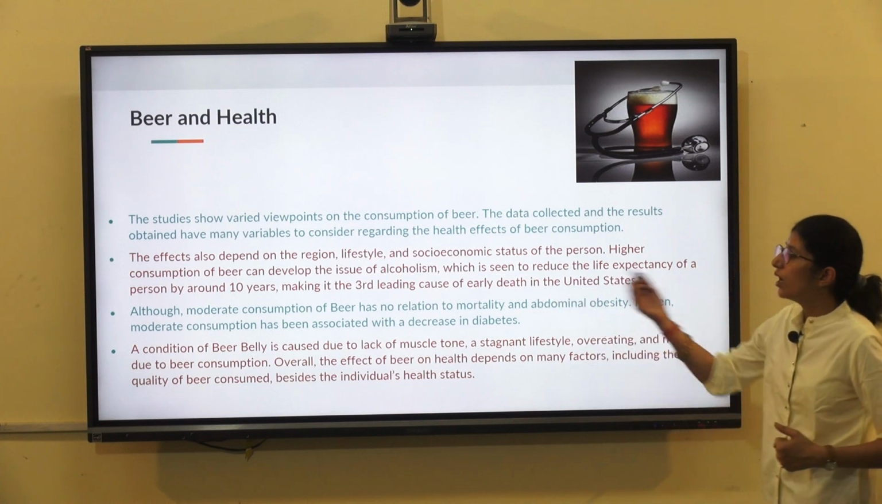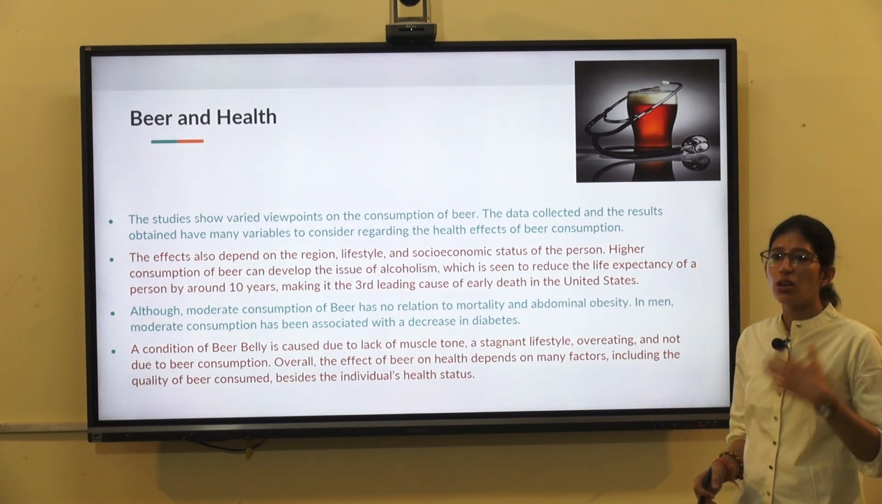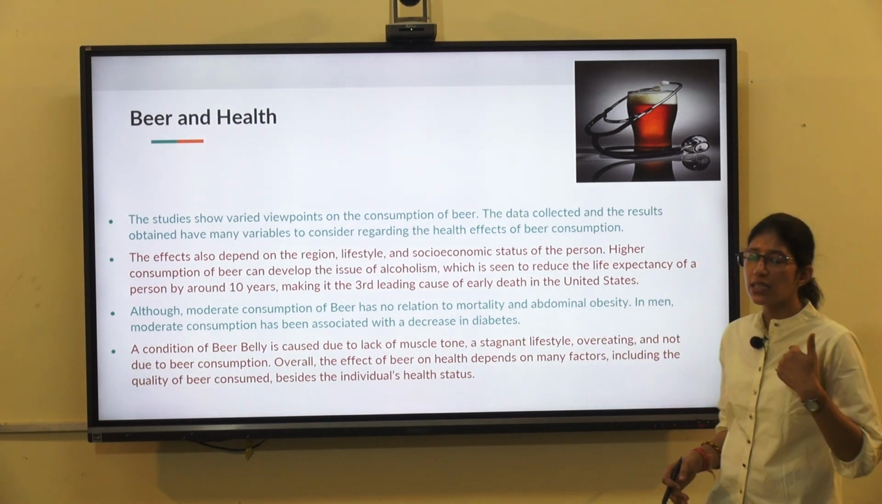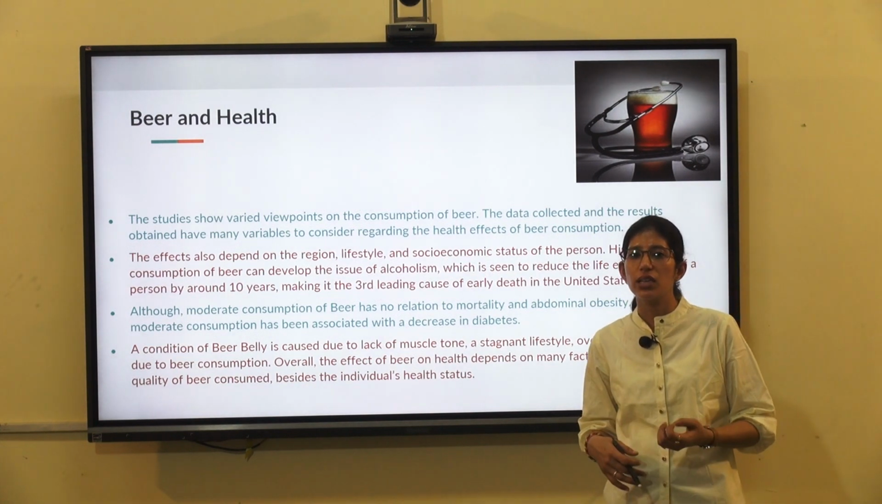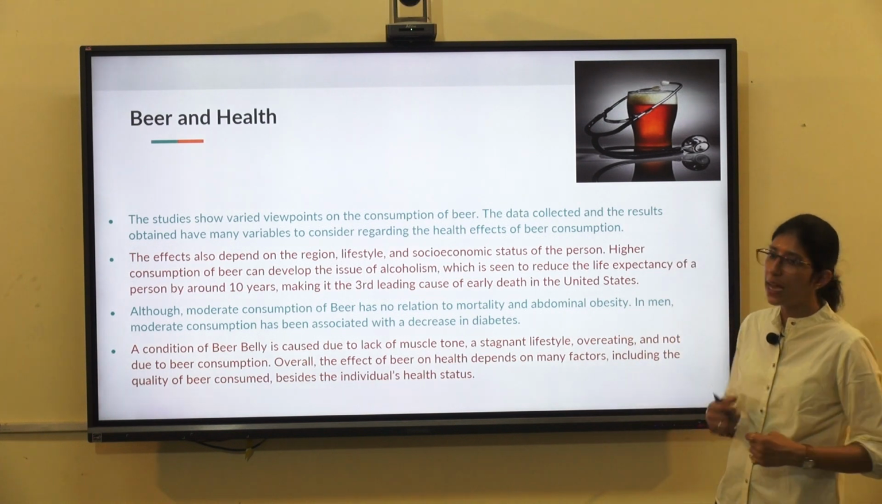Somebody calls it a beer belly, but no, a beer belly is not only a sign of beer, but again, it's a sign of your health, your couch potato lifestyle and what you are putting inside your body in the form of food and beverages.